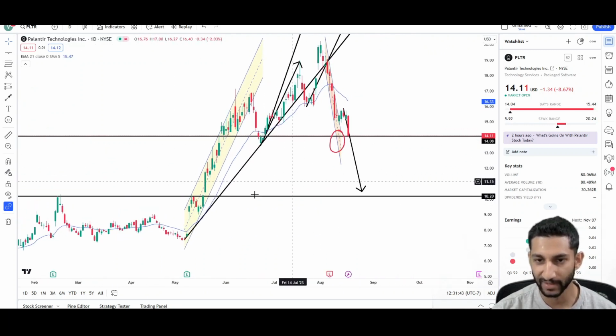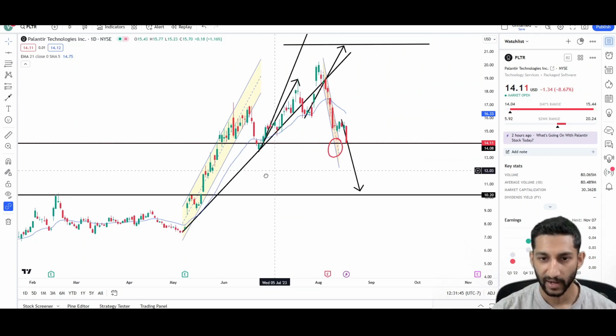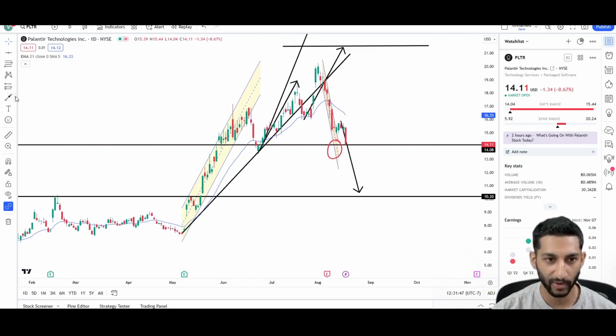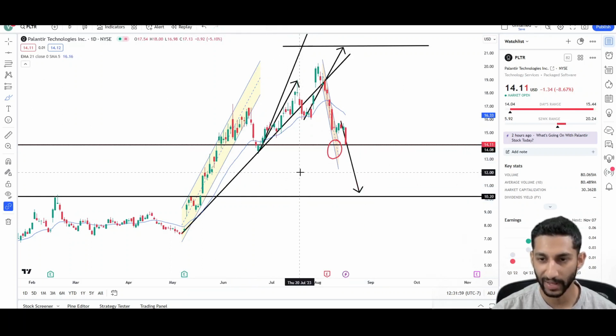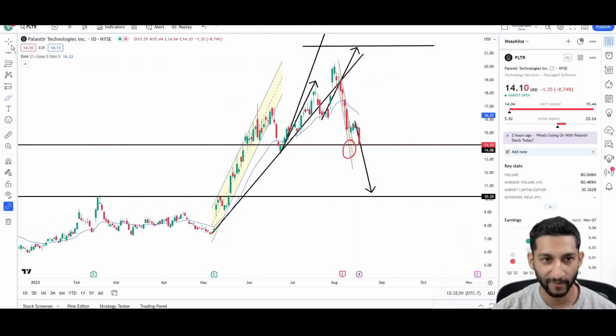You can see how Palantir made a sharp move up, and we didn't really build a lot of support back over here. You can see the chart did not build a lot of support. There's practically nothing over here. It just moved in a straight line. So if we come back into that zone, there's a good chance we move in a similar fashion, like a straight line down. So Palantir could get pretty ugly fairly shortly.